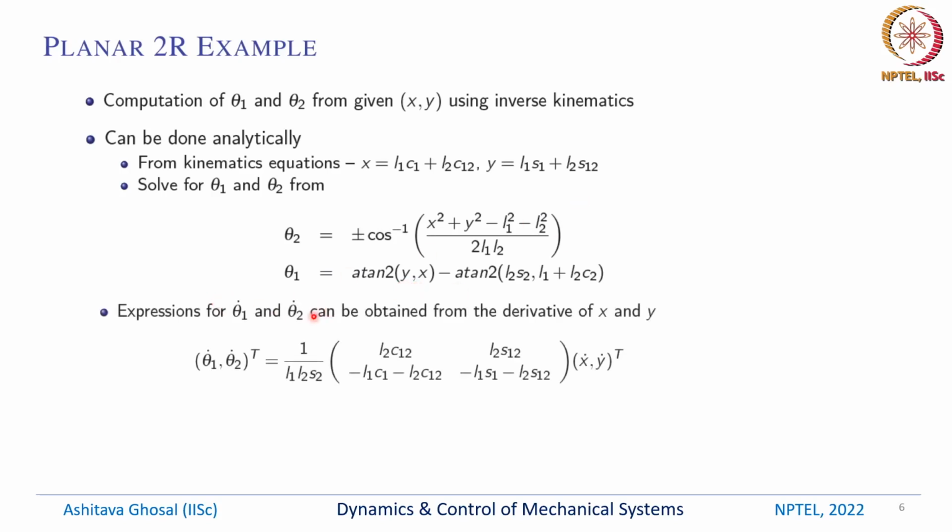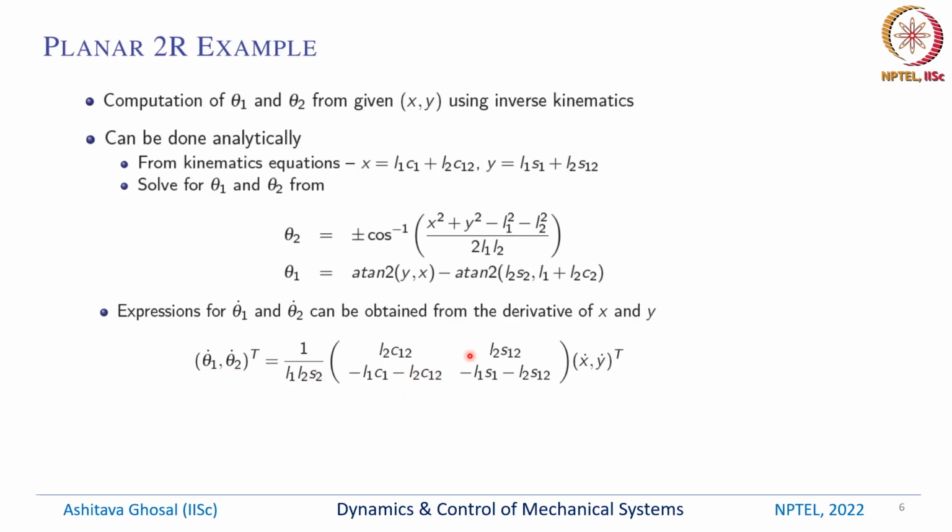The expression for theta 1 dot and theta 2 dot can also be obtained analytically. So basically we take the derivatives of these two equations. We have x dot, then we will see this will be minus L1 S1 theta 1 dot minus L2 S12 (theta 1 dot plus theta 2 dot) and so on. And then we can solve theta 1 dot and theta 2 dot in terms of x dot and y dot, and that is given by this expression.